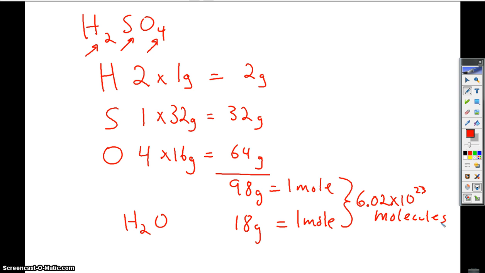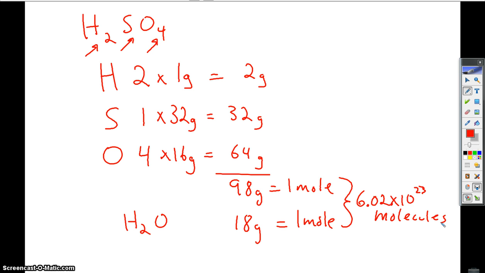It's kind of like saying if you have a dozen donuts, it doesn't matter what kind of donuts, you've always got 12. So if you have a dozen Boston cream and a dozen glazed, which ones are going to weigh more? Well, the Boston cream are, because they've got the cream filling in the middle, even though you've got the same number of each one.